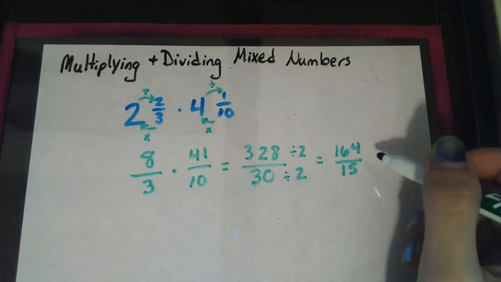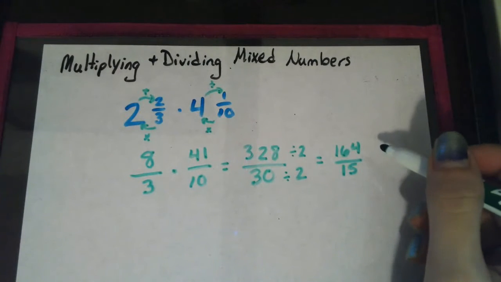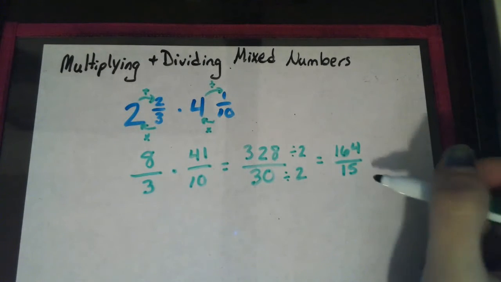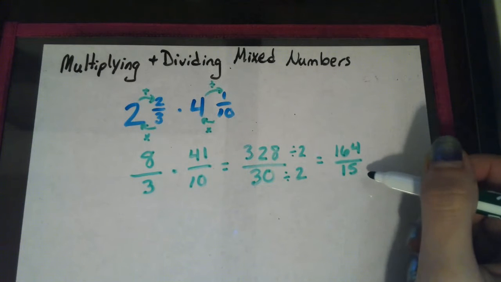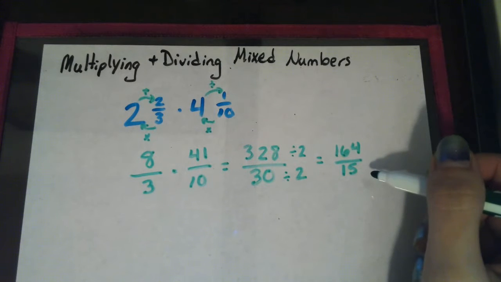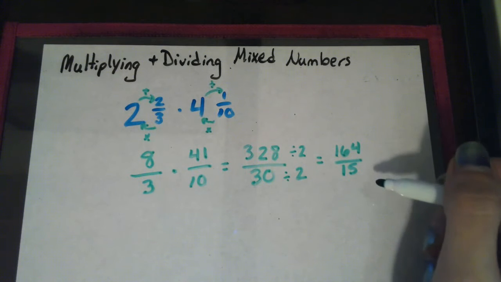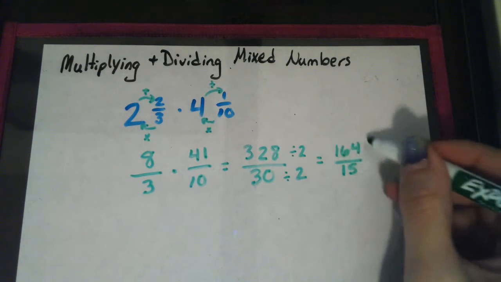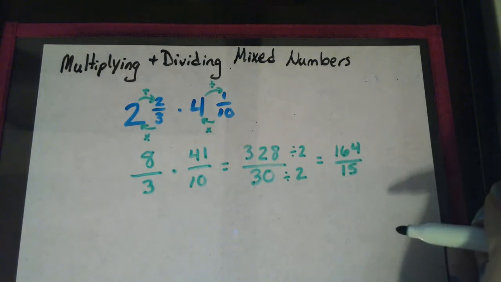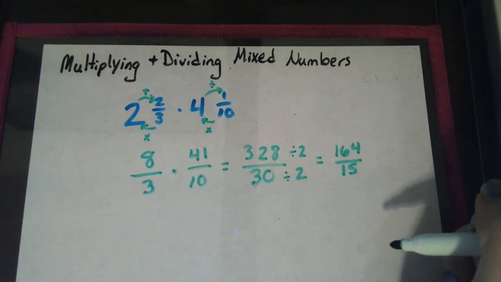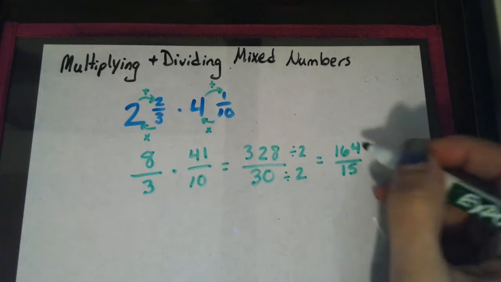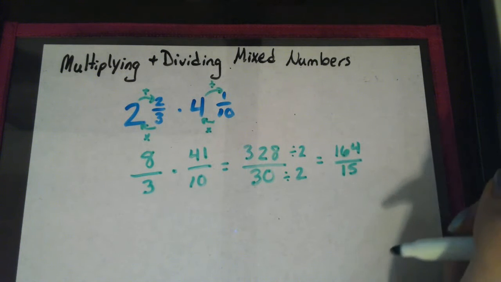Now I'm going to try again and see if I can divide by anything else. I can do 164 divided by 2, but 15 divided by 2, that's not a nice number. That gives me a decimal. I could try dividing by 3 in both the numerator and denominator, but I'm going to get a gross decimal number for the numerator. I could try 4, it doesn't work. I could try 5, it doesn't work. And really, nothing's going to work. This is as much as I can reduce it.